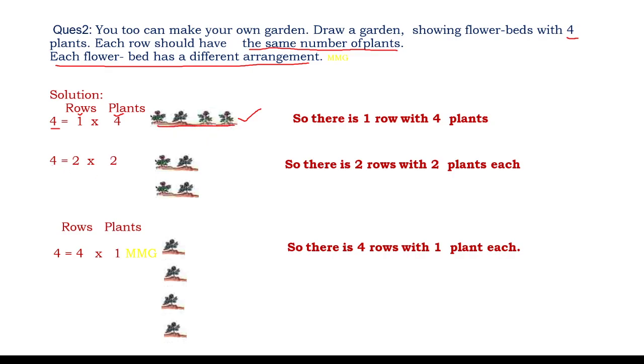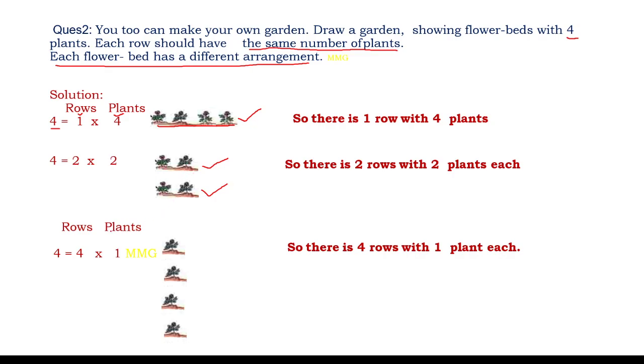Okay, next number, here I have written 2 times 2 means 2 rows with 2 plants each. So here you can see one row is this and 2 row is this. So 2 rows with 2 plants each. In each row we have 2 plants.